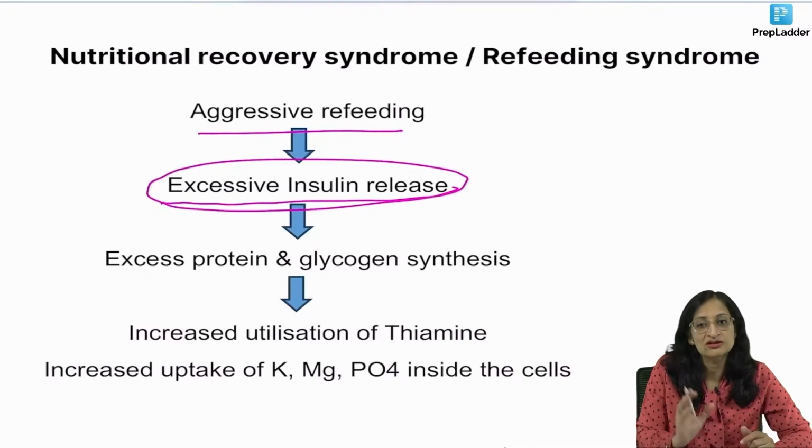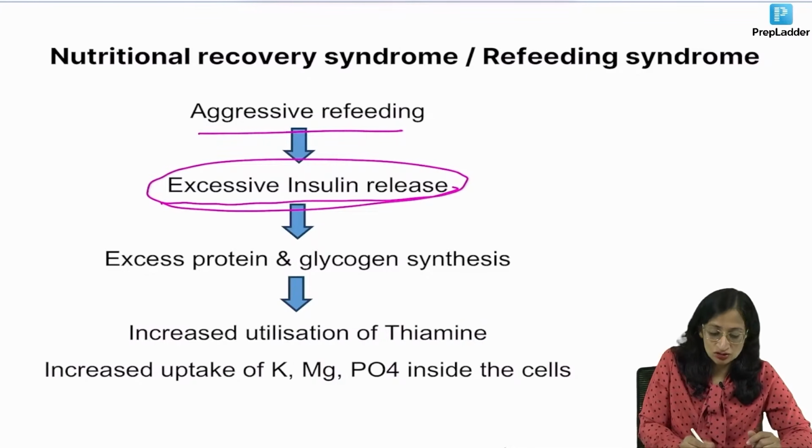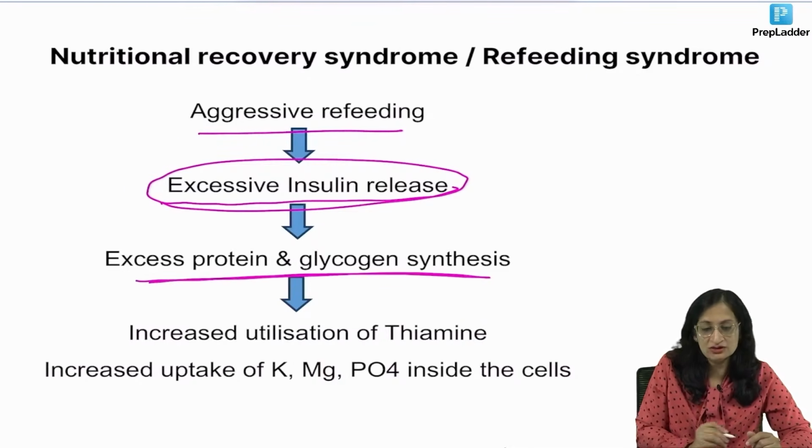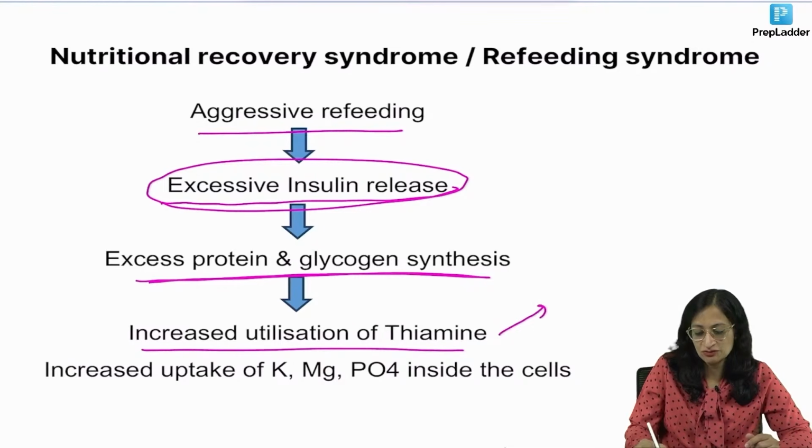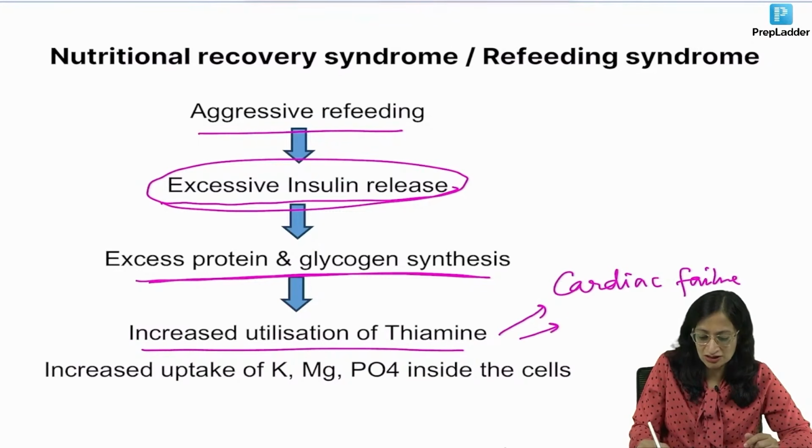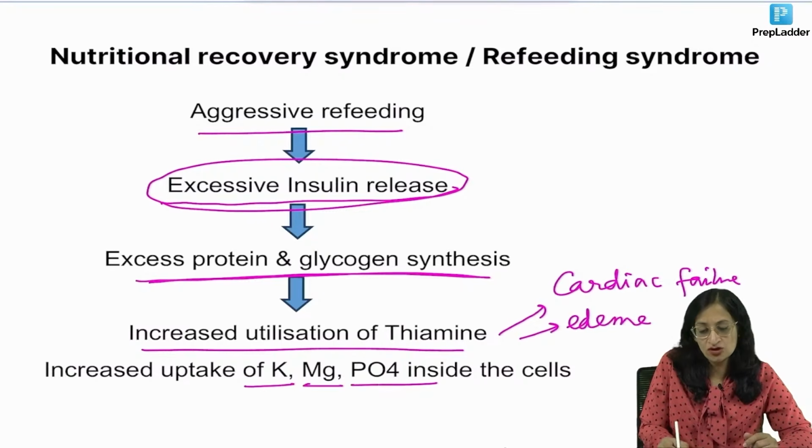What will insulin do? Insulin is an anabolic hormone. So, excess protein and glycogen synthesis will take place. This will utilize excess thiamine. So, thiamine deficiency will be there, which causes beriberi and cardiac failure. So, cardiac failure is there, edema is there, and there is increased uptake of potassium, magnesium and phosphate inside the cells.